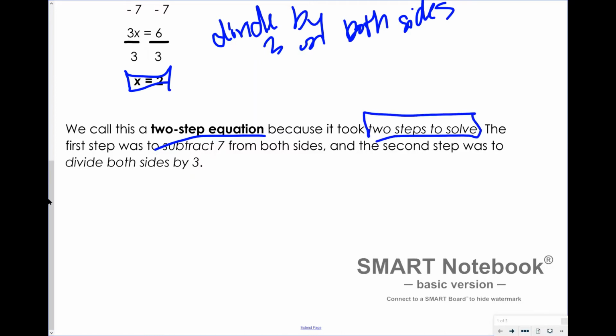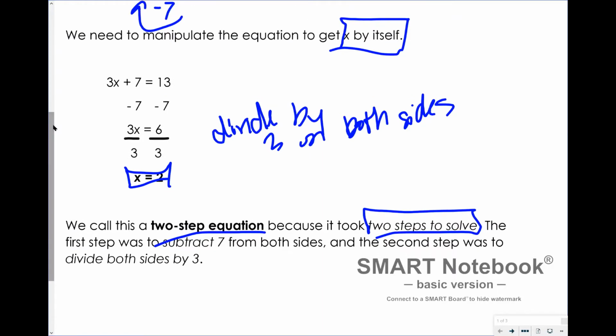Yes. If we go back, here's 1 step, and here's your 2. It took us 2 steps to solve this equation. The first step was to subtract 7 from both sides, and the second step was to divide both sides by 3, as I have up here. So 2 steps, you guys. That's why it's called a two-step equation, because there's only 2 steps to this equation.